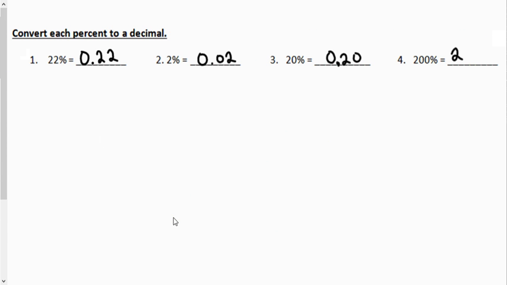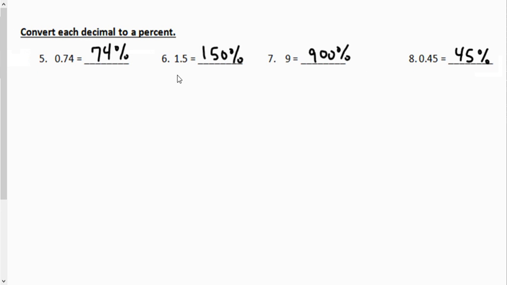Couple of review things. How do you take any percent and turn it into a decimal? You move it 2 to the left. Always 2 to the left. Move that decimal 2 to the left. And that's how we would do that. When we convert any decimal to a percent, we just go 2 to the right. So 1.5 equals 150%. 9 would actually have to make room for 2 zeros to make it 900%. 0.45 would become 45%.